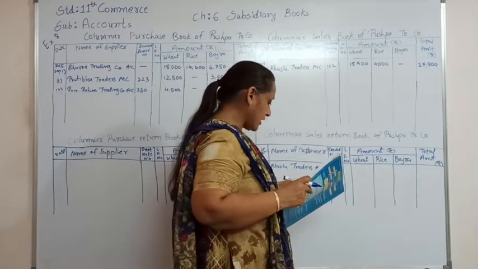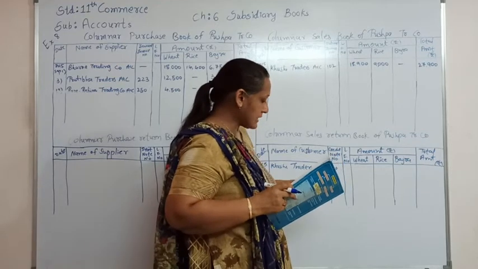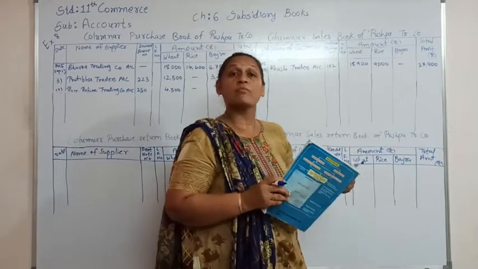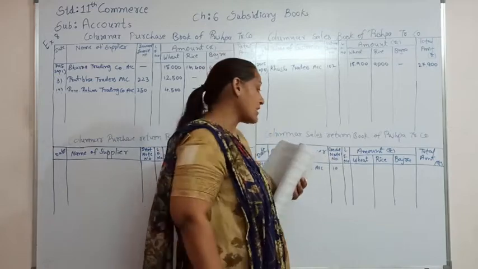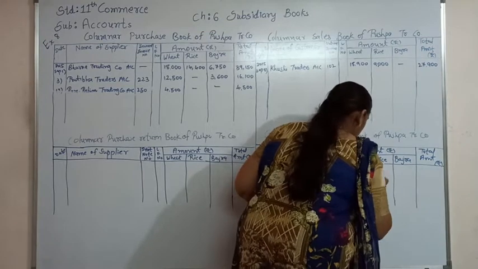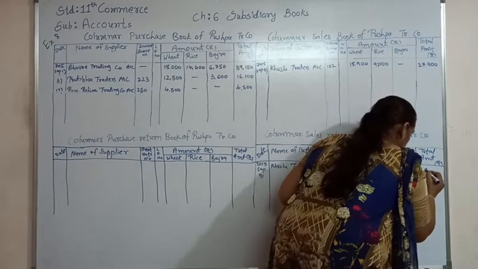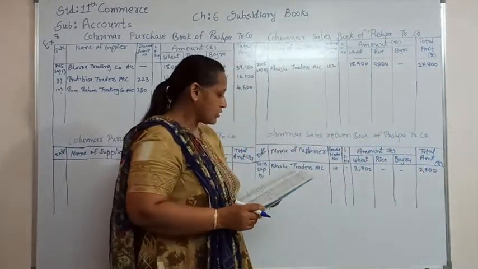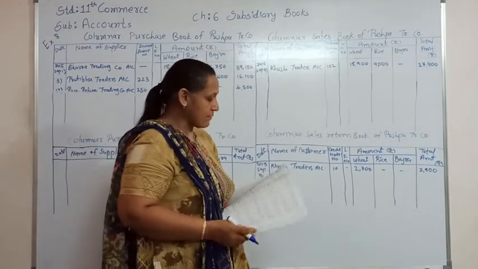And here she has returned the wheat of 100 kg, and to Khushi Traders we have sold the wheat at rupees 30 per kg, so that will be 3000. From 3000, if we are going to deduct trade discount, so that will be 2700. So here we are going to write down 2700 that she has returned the wheat to us, and that total amount again will be 2700. Now, goods received back from Khushi Traders was sent to Pratibha Traders, debit note number 15.